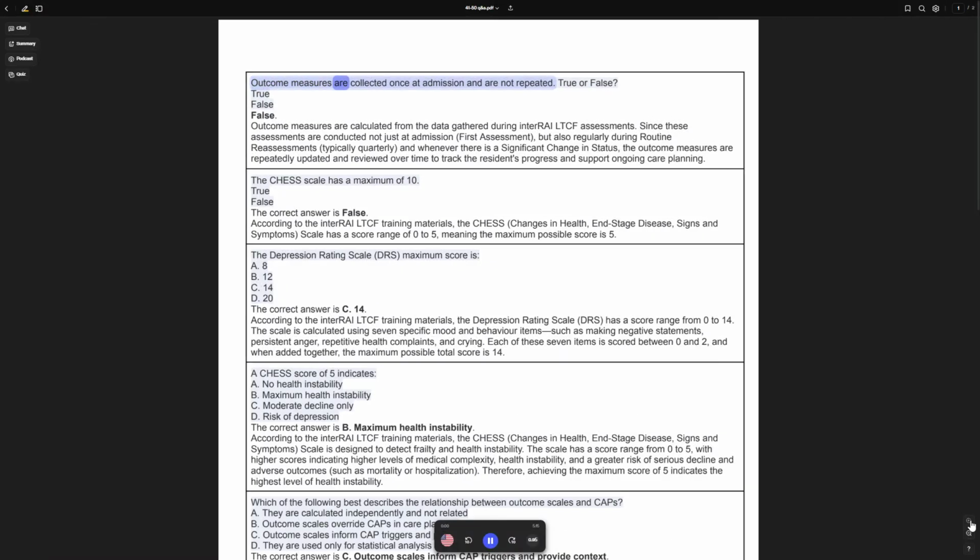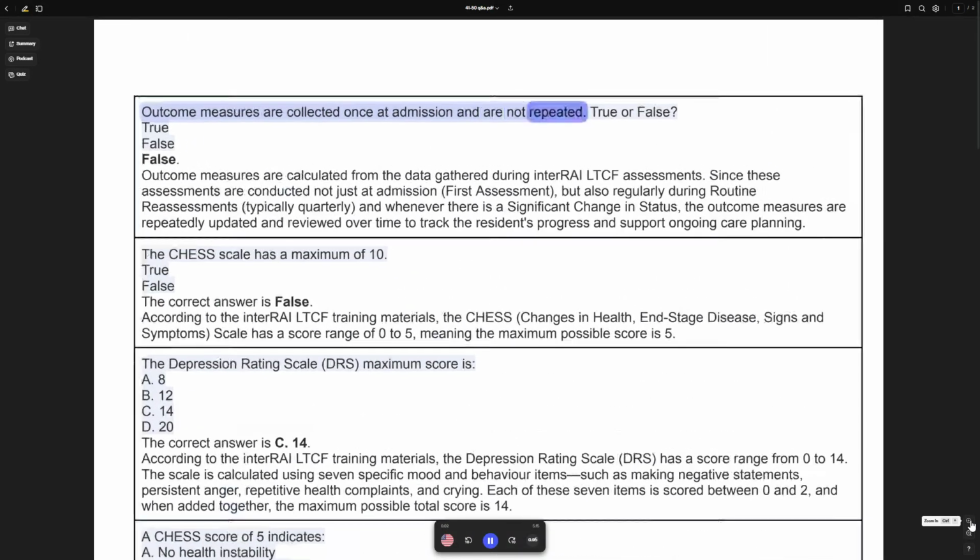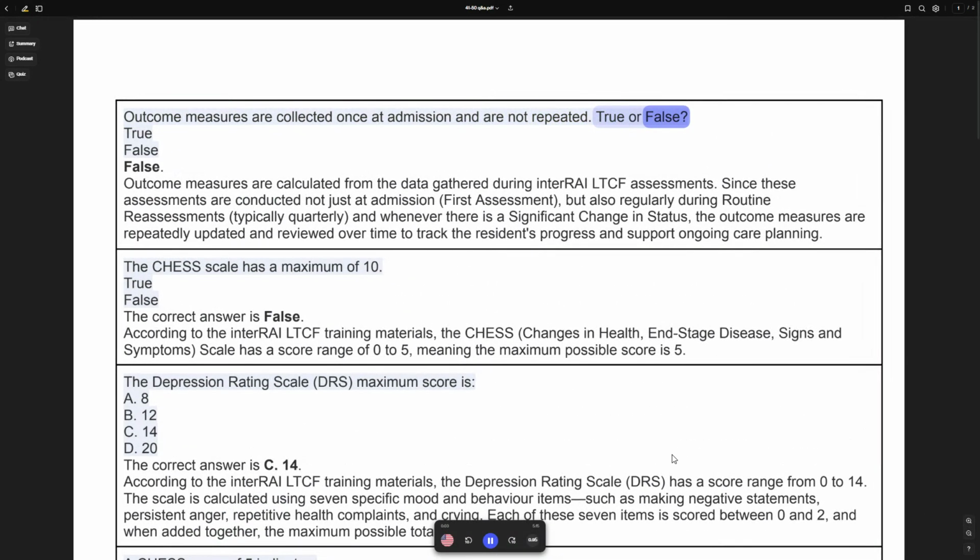Outcome measures are collected once at admission and are not repeated. True or false? False. Outcome measures are calculated from the data gathered during interRAI LTCF assessments.